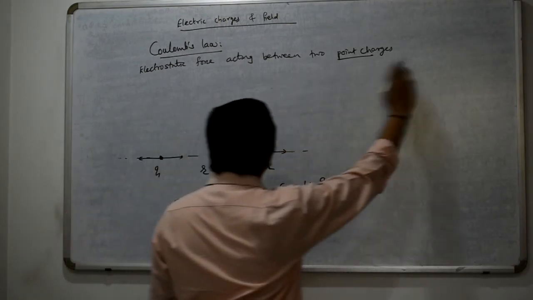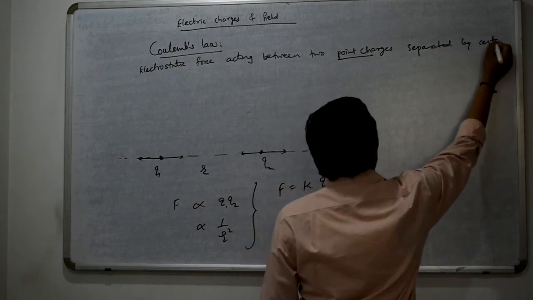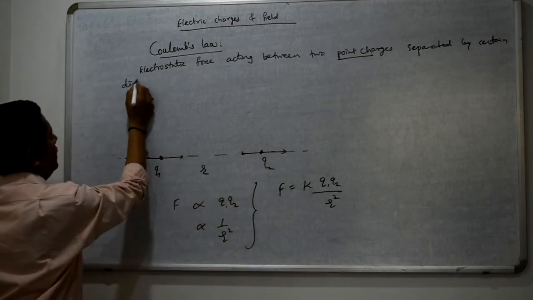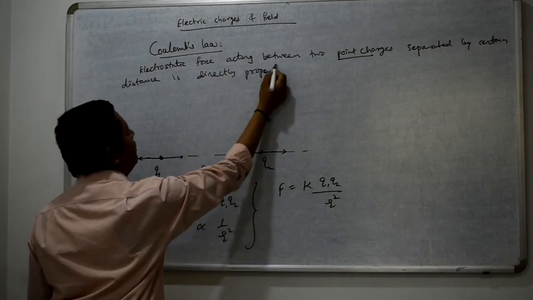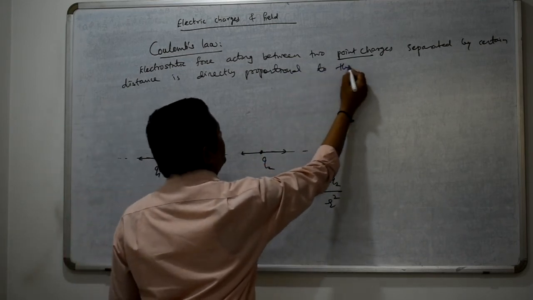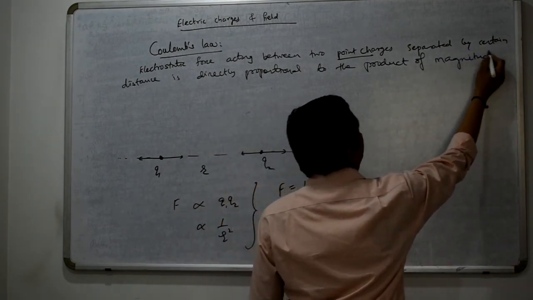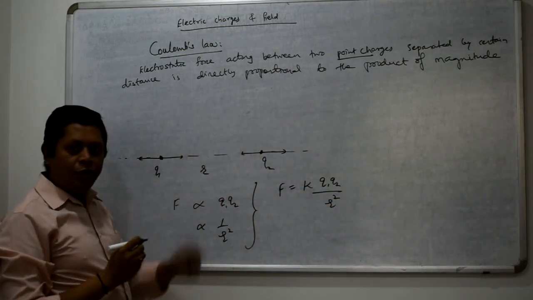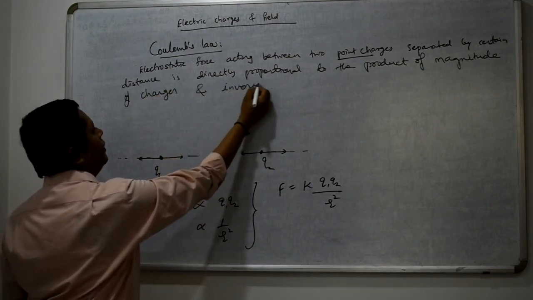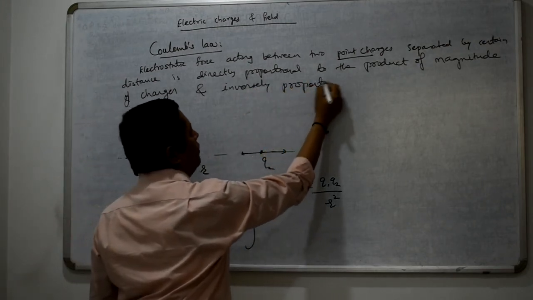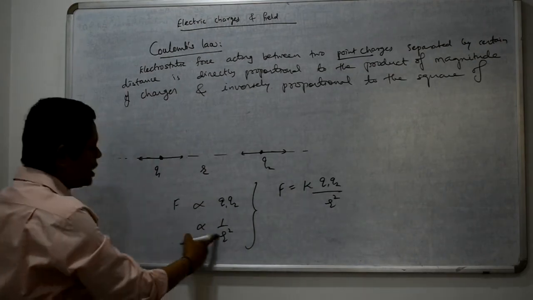So what is the statement now? This electrostatic force acting between the point charges separated by a certain distance is directly proportional to the product of the magnitudes of the charges. You can see here, proportional to Q1 into Q2, and inversely proportional to the square of the distance between the two charges.